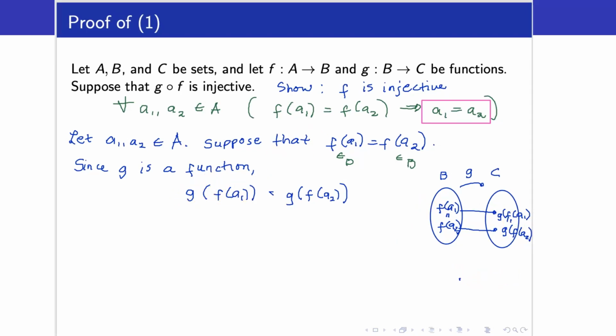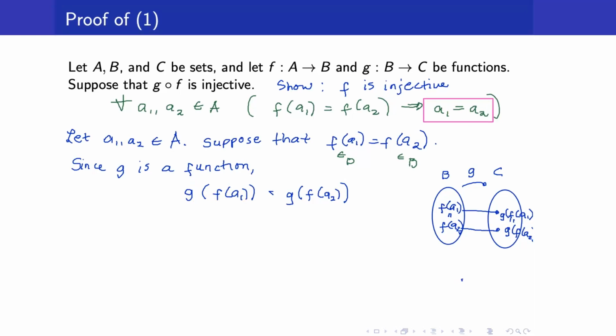Okay, so we now have this, but by definition, this is your g circle f of a1. And this is my g circle f of a2. Remember, what is it that you want to show? We want to show that a1 and a2 are the same. What can you see here? This is saying that the images of a1 and a2 under the function g circle f are the same. What can we say now about that?